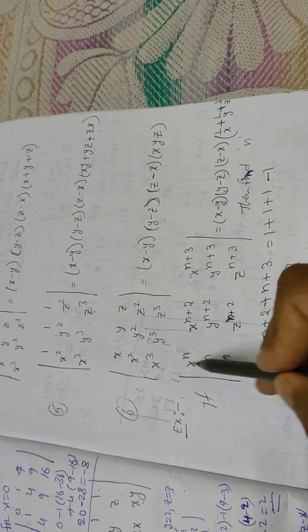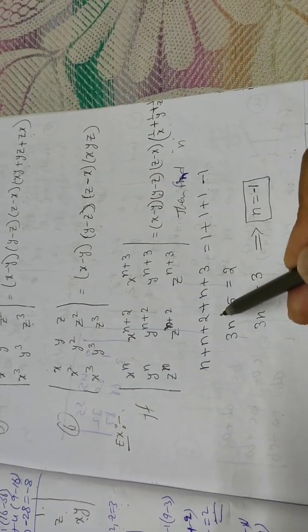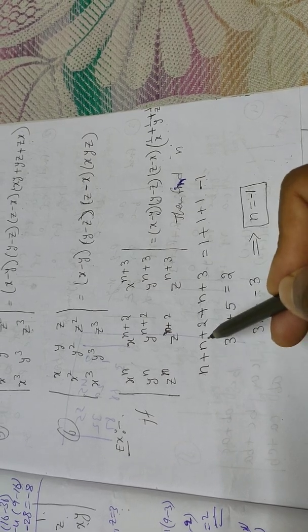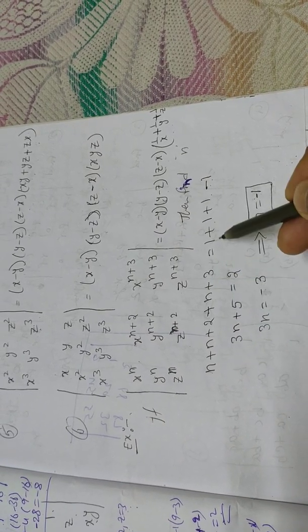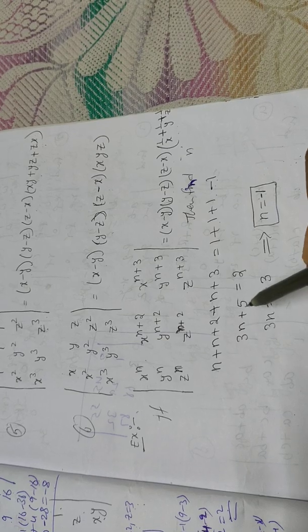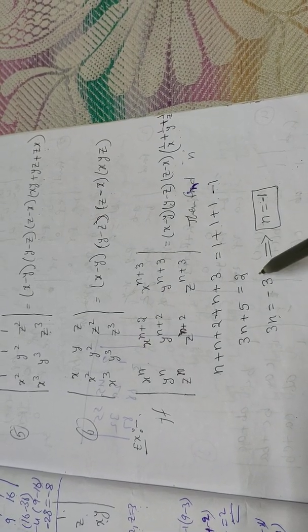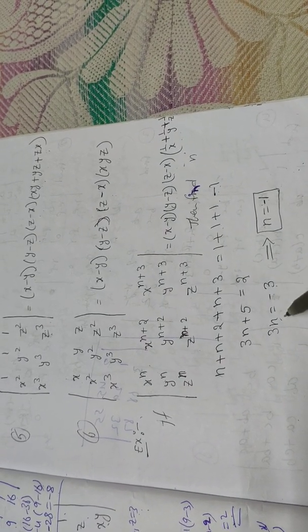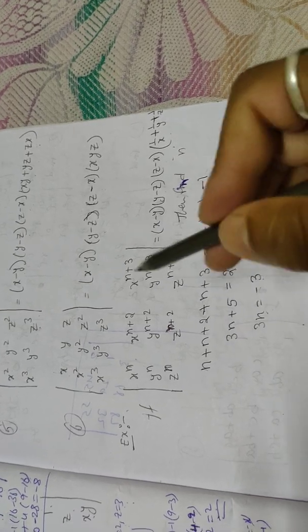Go to always principal diagonal. Okay, n plus 2 plus n plus 3. Total how much? 3n plus 5 is equal to 2. So 3n plus 5 is equal to 2 means 3n is equal to 2 minus 5, that is equal to minus 3. So n is equal to minus 1. This is the answer according to degrees. Very, very important model.